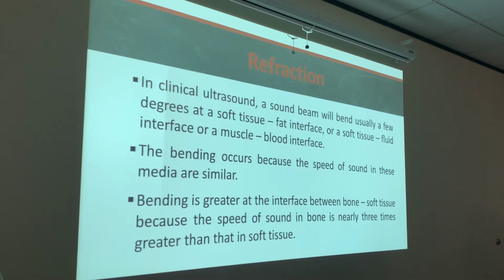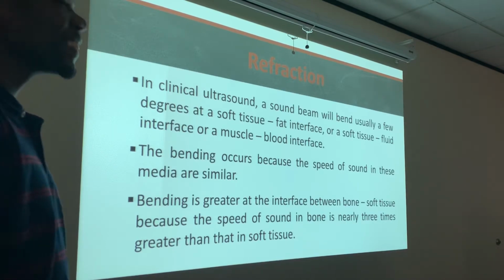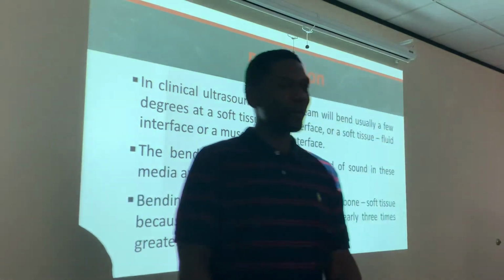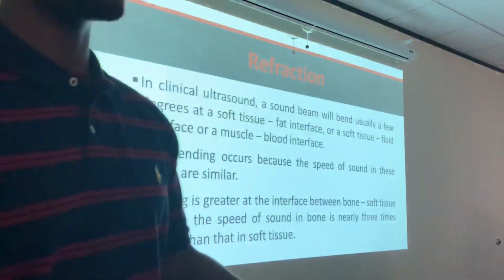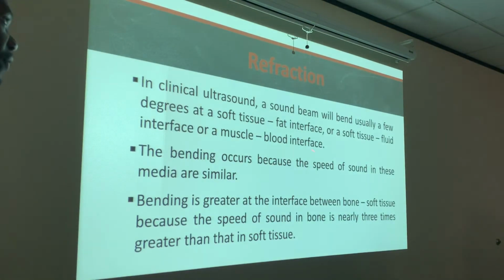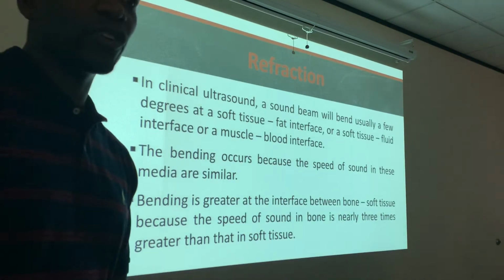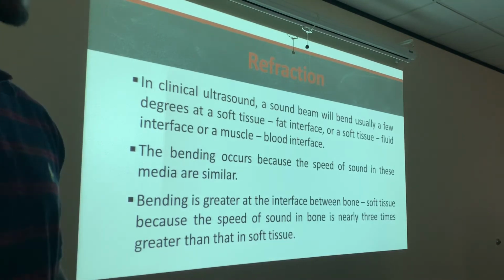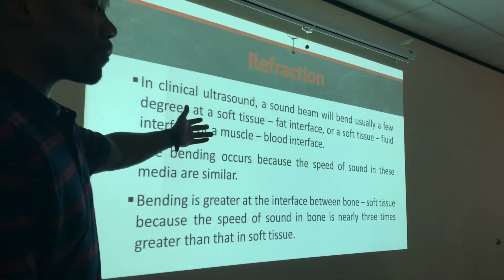Soft tissue is what, guys? 1540 meters per second. A mile a second is how fast sound is traveling. Fat is traveling faster or slower than that? Remember, that was a test question. Slower, right? Going down. But it's not much slower.